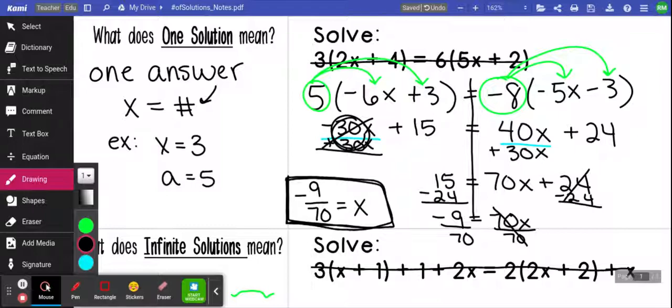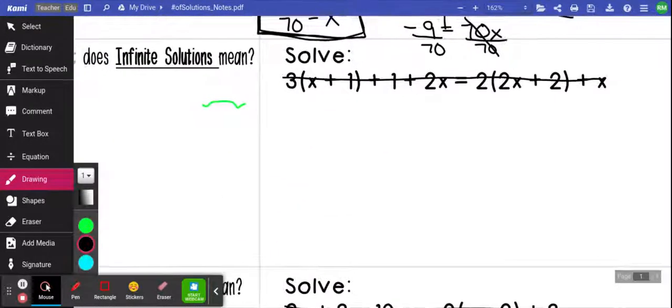So if I were to take this fraction, and this is the part that we didn't do that I crossed out, if I were to take this fraction, -9/70, and plug it in where I see x, and then work the math out, it would work out. Okay, it's the one answer that will make that equation true. Questions about that? Okay, let's look at what infinite solutions looks like.